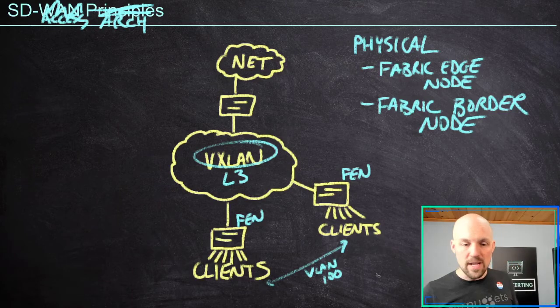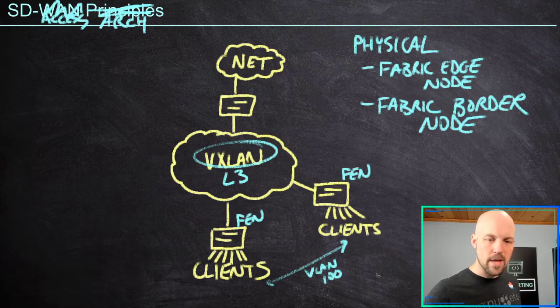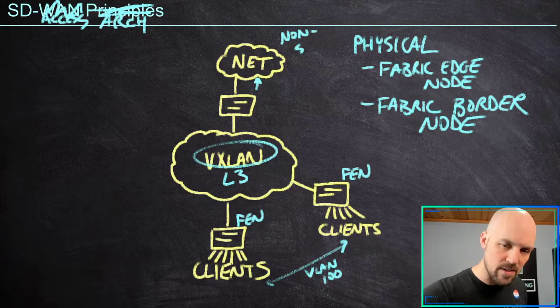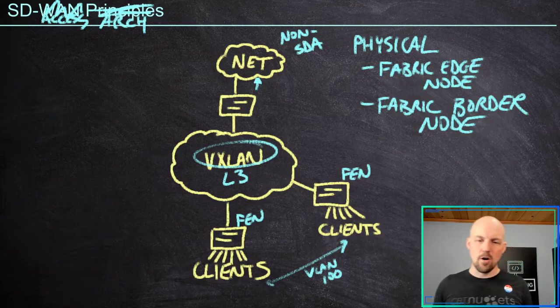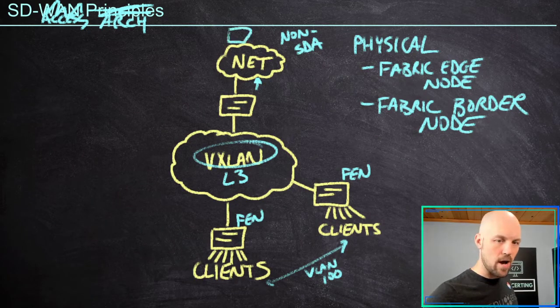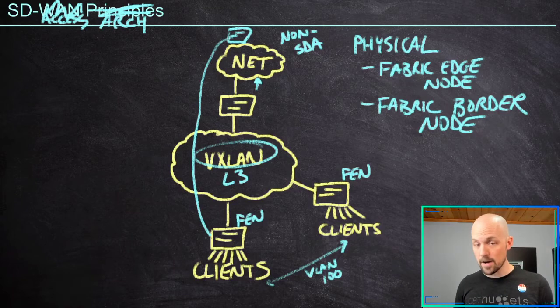The fabric border node is simply going to operate in the same way as a fabric edge node, other than it's not connecting to clients, it's connecting to the rest of the network. And when I say the rest of the network, what I mean is this is the non-SDA domain. We are not running software-defined access. So really ultimately what that means is any switches that are up here are not sending VXLAN tunnels down into the domain. I mean, if they were, then they would be part of the SDA environment.